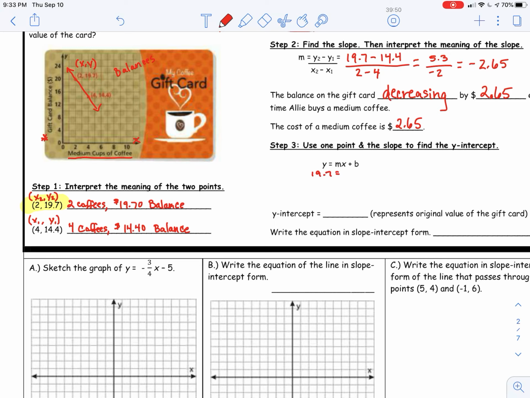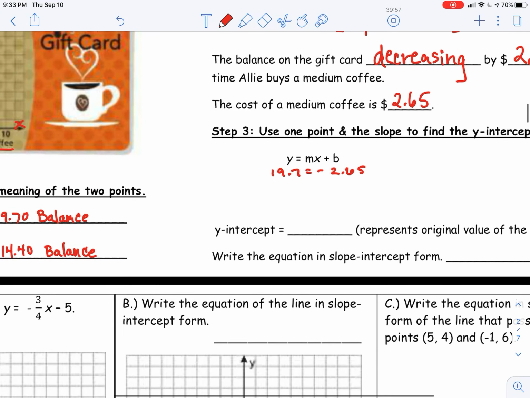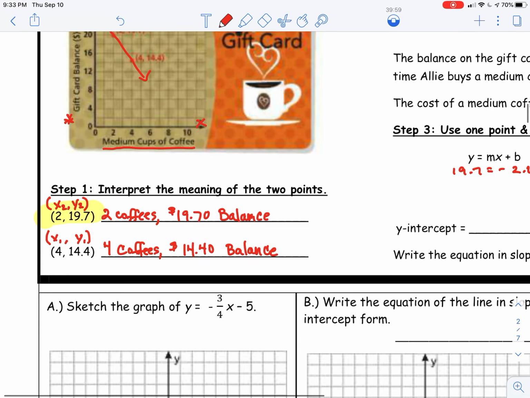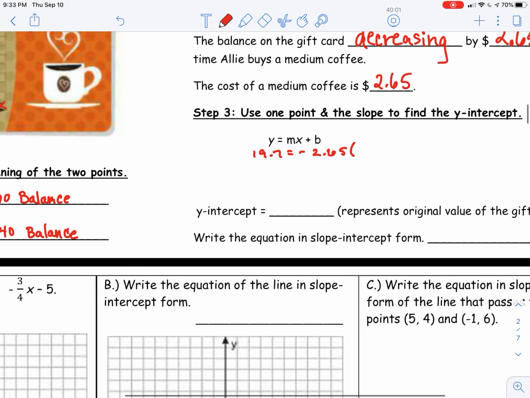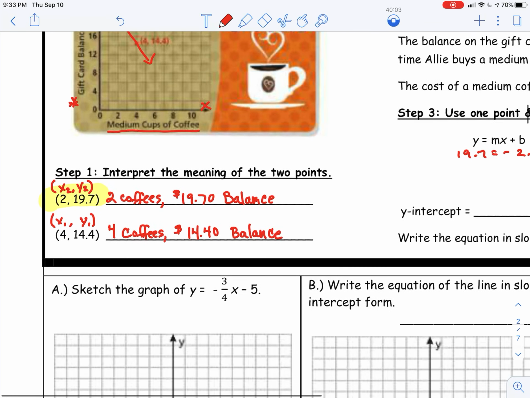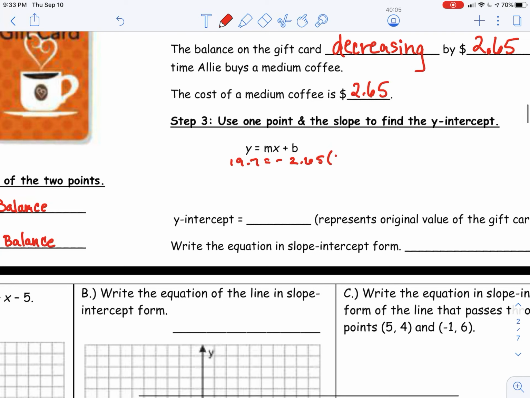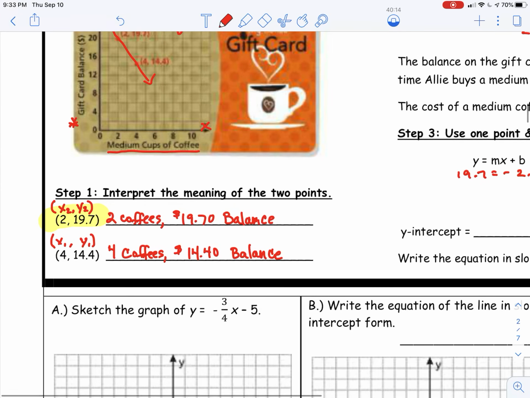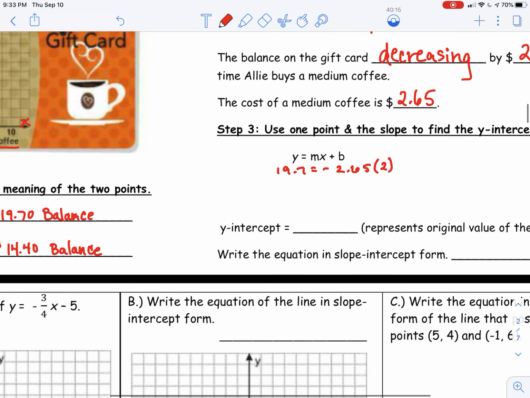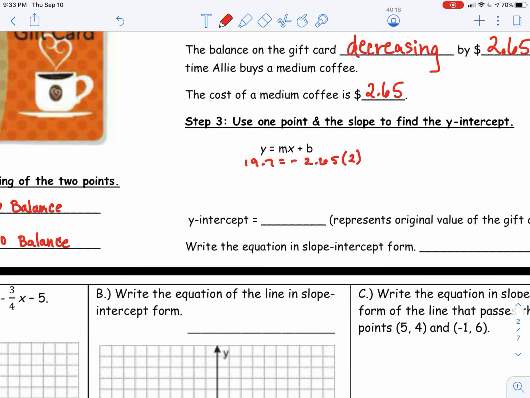I'm going to use 19.7. My slope, I said, is negative 2.65. My x value over here in my set of points is 2, where I highlighted in yellow. It didn't matter which set of points I pulled from, I just chose the first set. No reason. I could have used the second set, 4 and 14.4 for x and y, but I'm going to use these plus b.